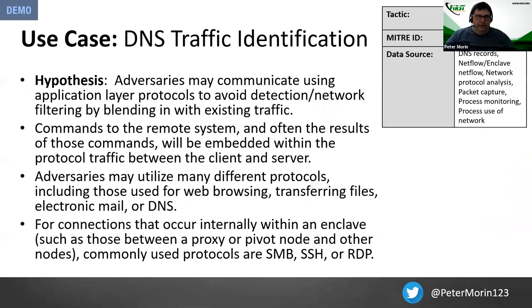Given we have about an hour left, I'm going to show you the screenshots as opposed to going to Splunk, unless people really want to see Splunk, because it'll just save some time. The first one here is around DNS traffic identification. The hypothesis is that adversaries may communicate using application layer protocols to avoid detection and try to blend in with existing traffic. So we know this is very common.